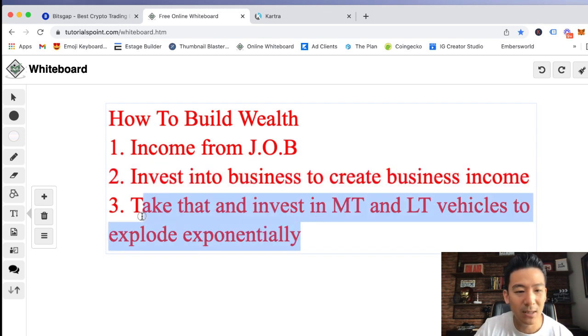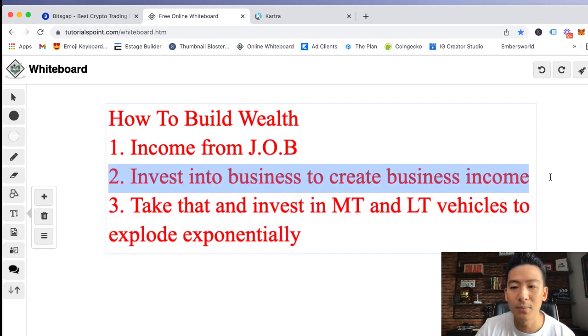But before you go to step number 3, you need to master step number 2, right? And that's what I want to teach you to master, because a lot of people don't know how to do it, right?